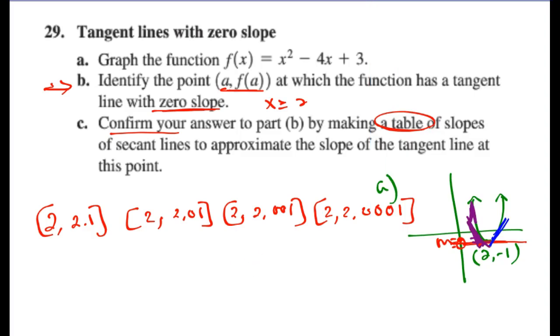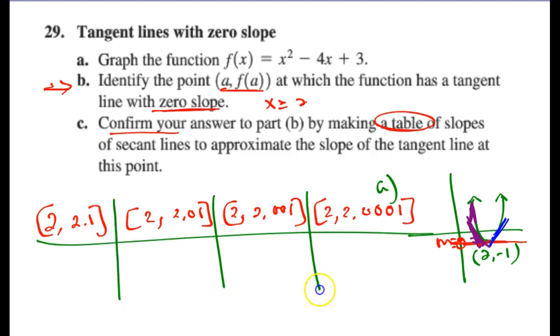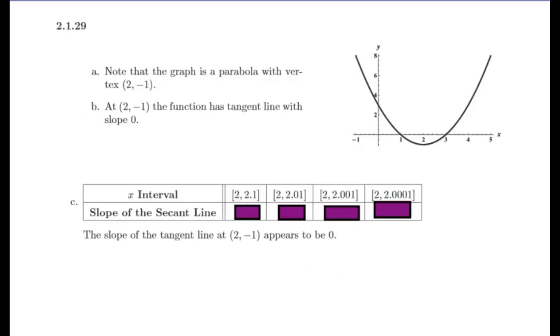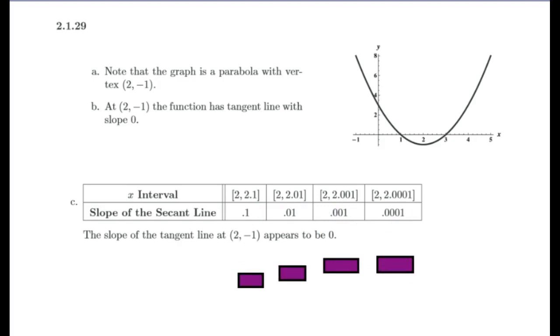So work through that. I think if you set up this table, the slopes turn out to be like 0.1, 0.01, 0.001, and 0.0001, which you can see is really close to approaching the exact instantaneous velocity of 0. So again, these are going to be posted on Blackboard, so it appears to be 0.